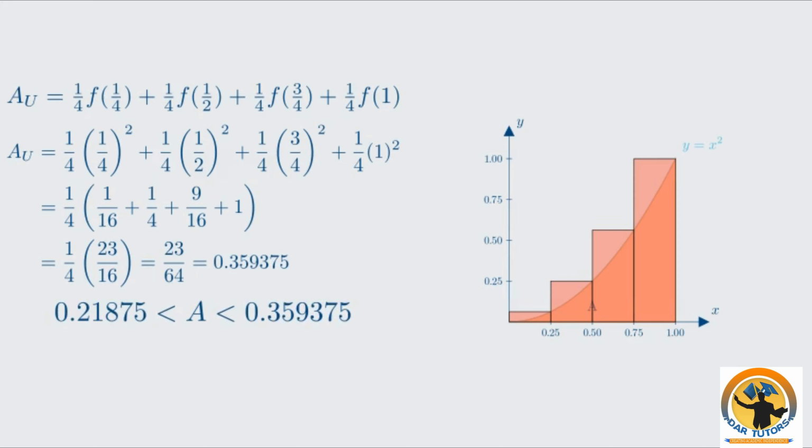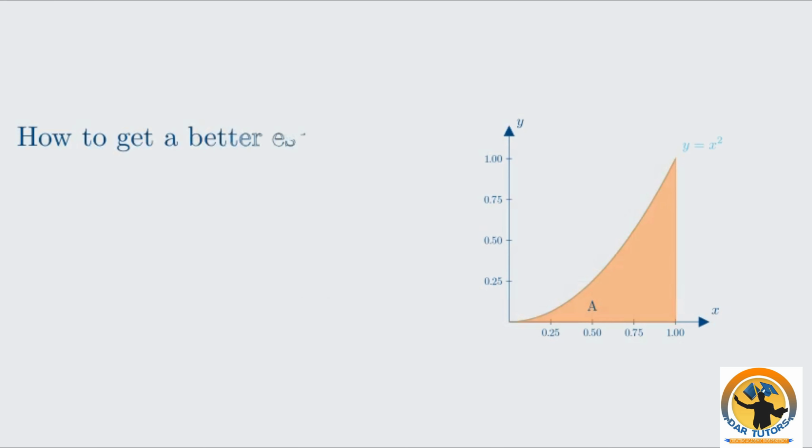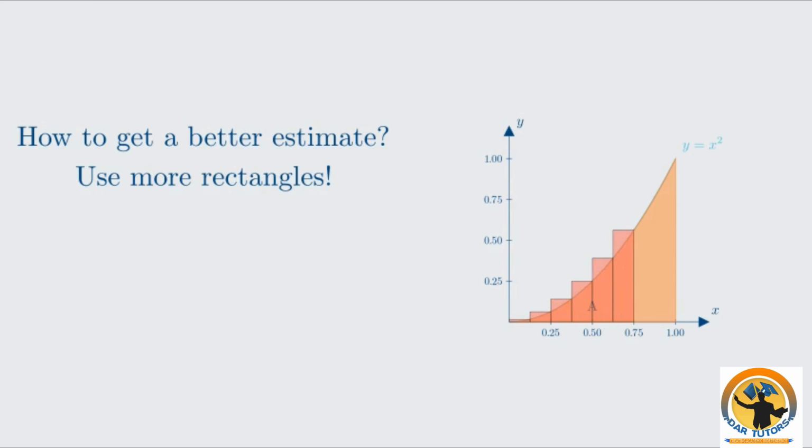This leads to a crucial question. How can we obtain an even better estimate for A? The answer is to use more rectangles. If we divide the interval into 8 subintervals instead of 4, the width of each rectangle becomes 1/8. The gaps between the rectangles and the curve become smaller, leading to a more accurate approximation.